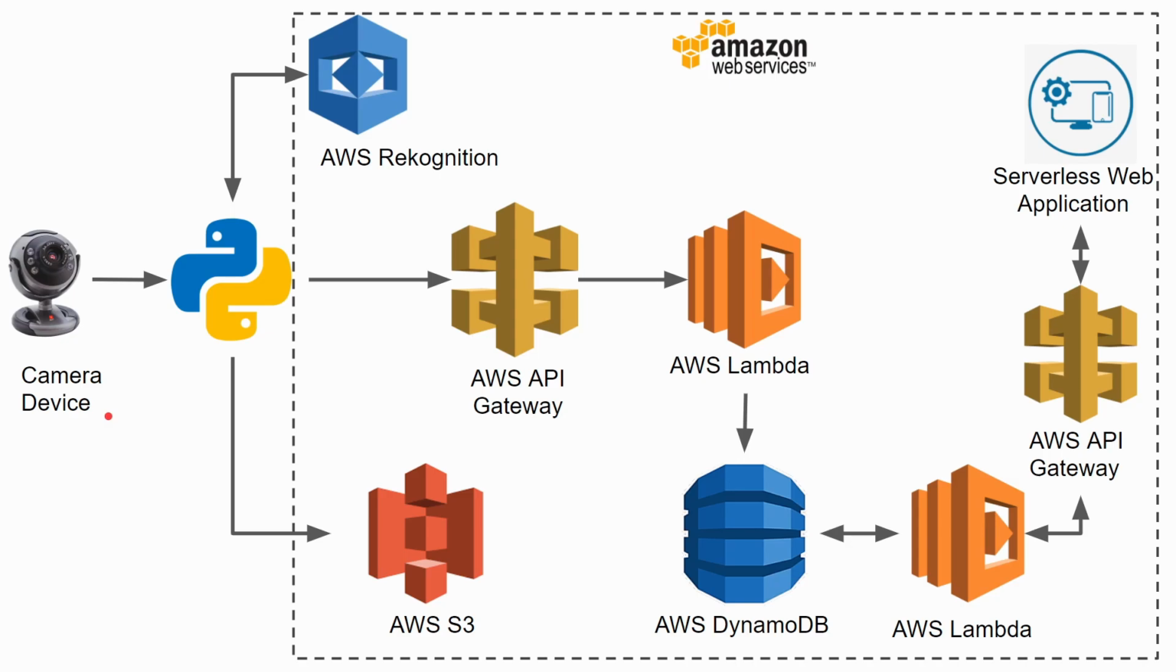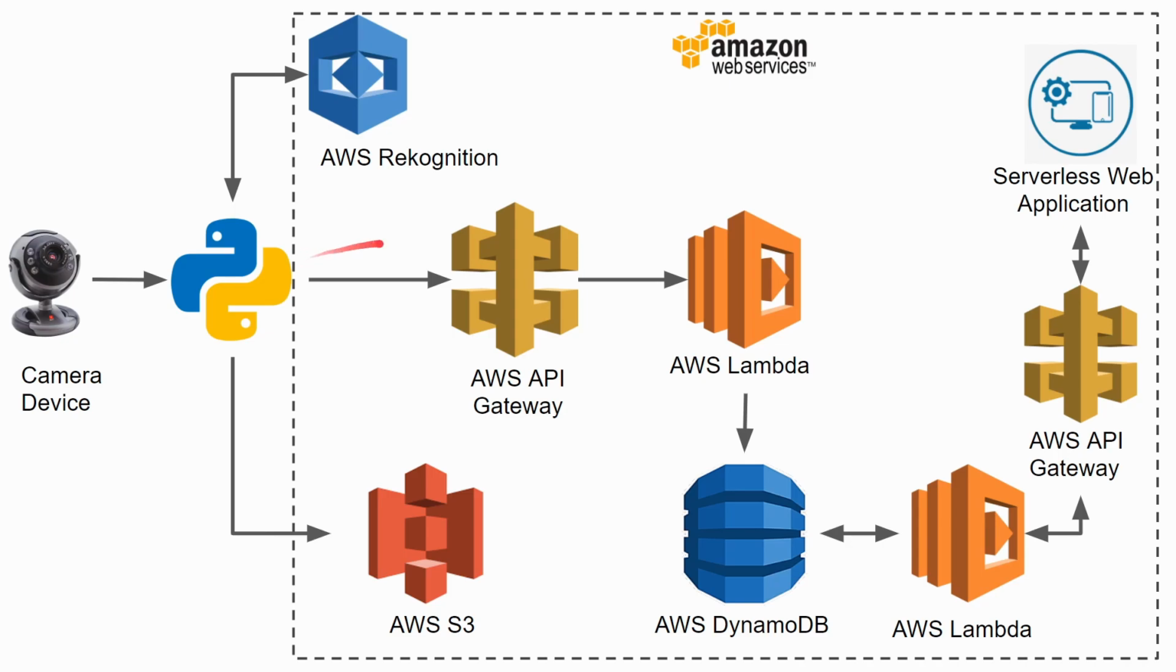This is the architecture of our project. Here the camera device will capture the image of the classroom. The Python program will upload the captured images to the AWS S3 bucket, and the same captured images are given to the model in the AWS Rekognition service, which will return the roll number of the recognized students.